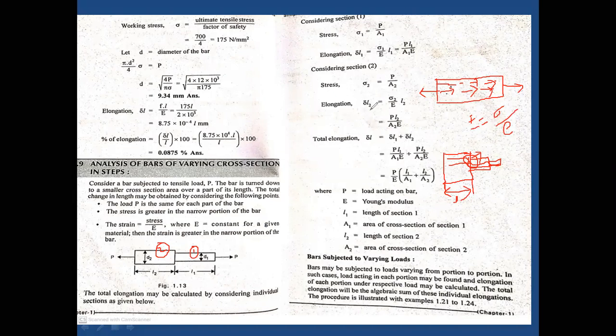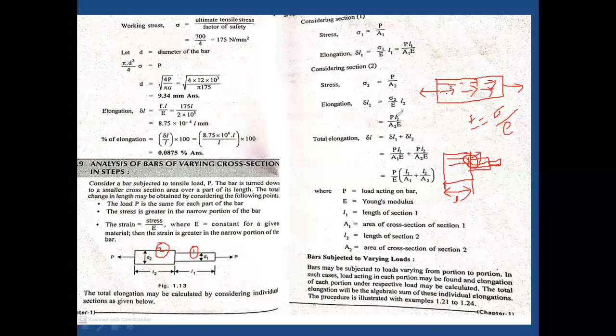And delta L2, the elongation of the second portion, is equal to P L2 by A2 into E. Why? Because P is a constant. Throughout the length the load will be the same, and E will also be the same, because every material has its own Young's modulus value, which is given in the problem itself, by the manufacturer.